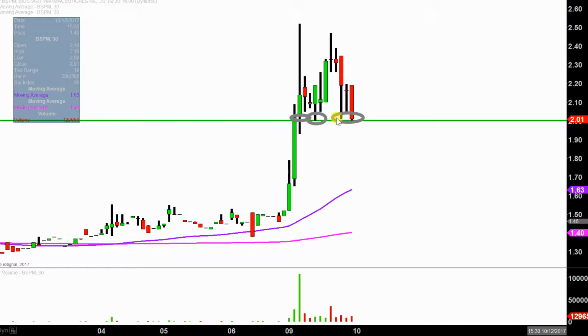Now, if the price does fall below it, am I saying that the entire chart's ruined? No, I'm not saying that at all. That would just be the biggest sign of power for the bulls going forward.